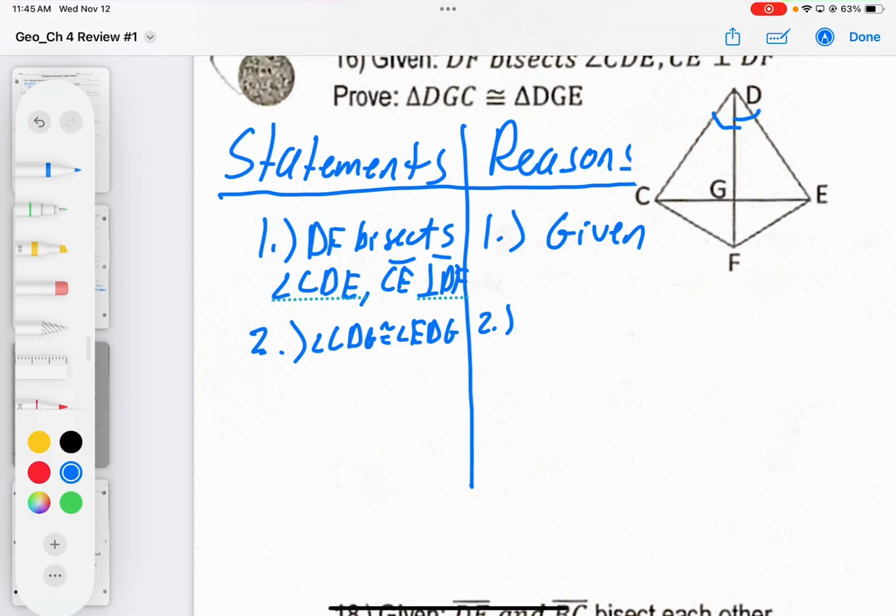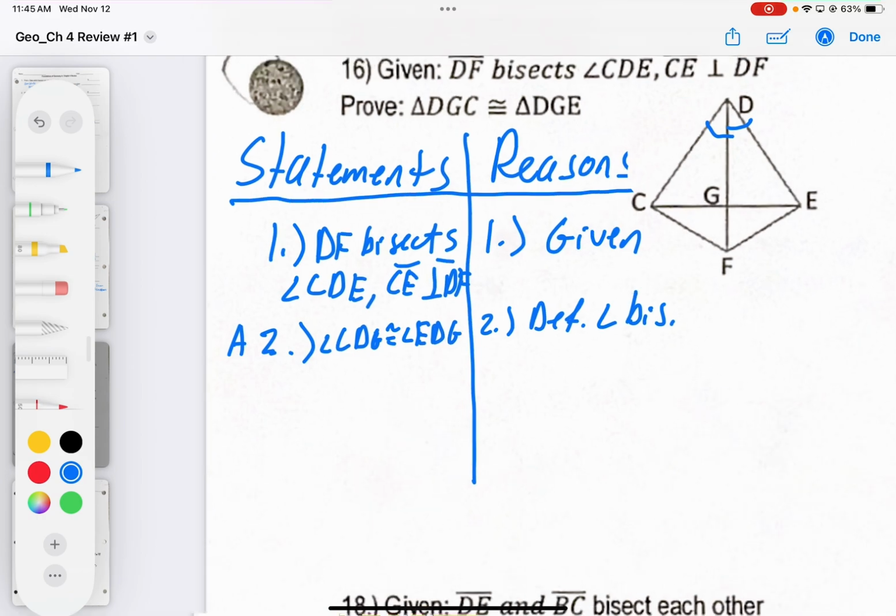Reason: definition of angle bisector. Nice. Okay, if you don't have these filled out, please fill them out. Bryce, close the iPad. All right, so that gives me a pair of angles congruent. I still have two things to find before I go anywhere else, okay? All right, what else do I know?